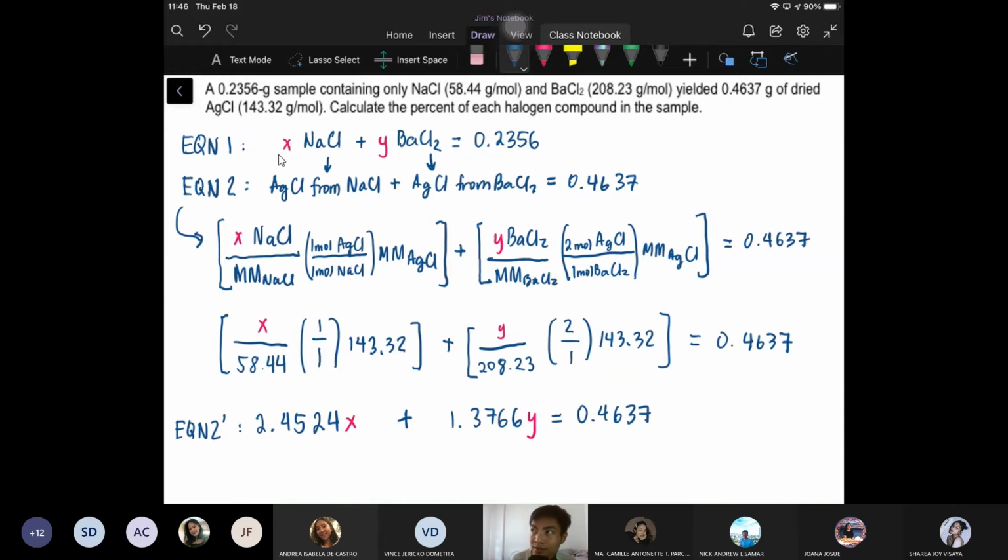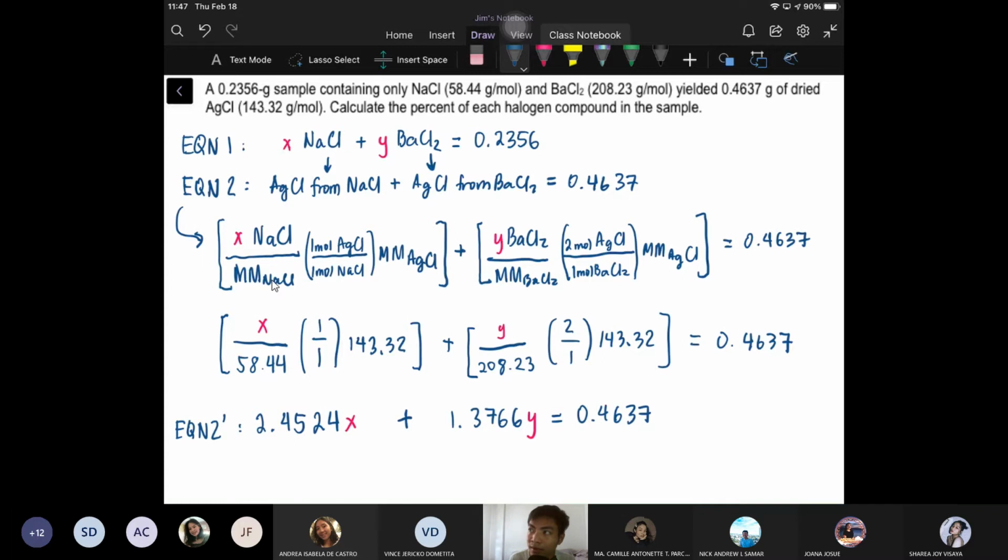Okay? However, since hindi ko alam yung NaCl, x yung nilagay kong variable, unknown eh. Okay? So, punta naman tayo dito sa kabila. I converted my barium chloride into silver chloride using the stoichiometry equation here. Since I don't know the mass of barium chloride, I let it as y. No? So, naglet ako ng variable y.